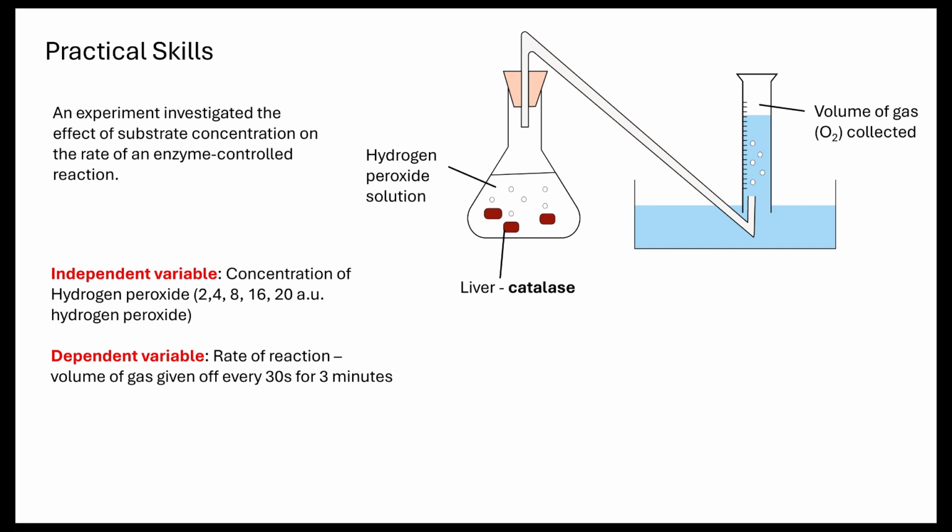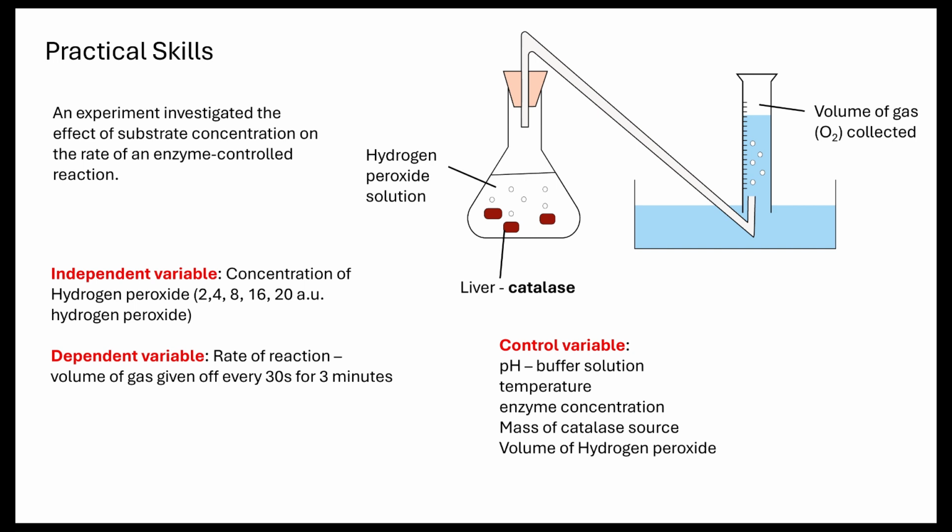What's my dependent variable? Well, my dependent variable is my rate of reaction. So the volume of gas given off every 30 seconds for 3 minutes. Do not forget that rate of reaction is the volume of gas that you are collecting over a specific time period. And then always think about those control variables. As I said before, pH is going to have an effect on the rate of a reaction, so you need a buffer solution. Temperature will have an effect on the rate of reaction, so you need a water bath to control the temperature. The enzyme concentration is going to have an effect on the rate of reaction, so therefore you will want to control the surface area and the mass of whatever your source of your catalase is.